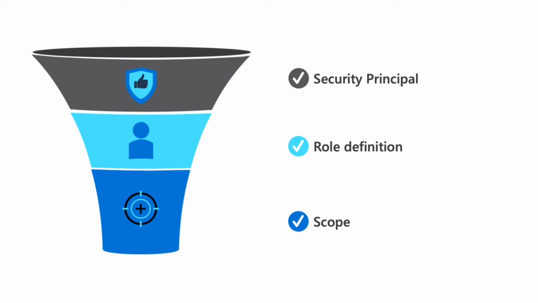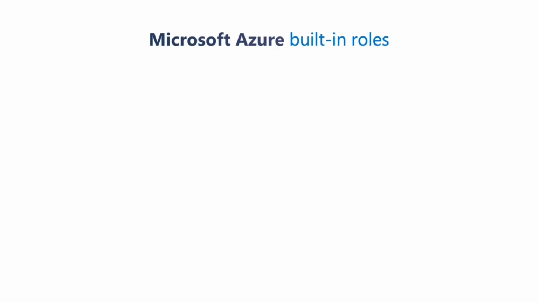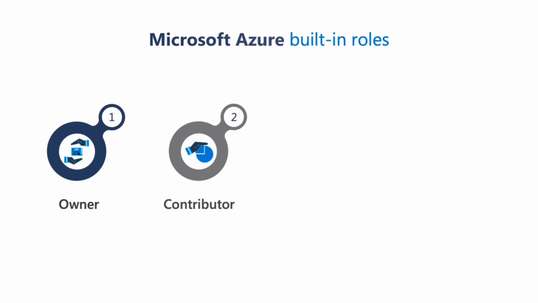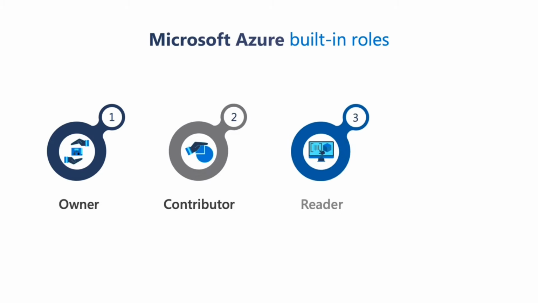When you assign a role, you can further limit the actions allowed by defining a scope. This is helpful if, for example, you want to make someone a website contributor, but only for one resource group. Let's explore roles in a little more detail now. Microsoft Azure includes several built-in roles that you can use, including Owner, who has full access to all resources, including the right to delegate access to others. Contributor, who can create and manage all types of Microsoft Azure resources, but can't grant access to others. Reader, who can view existing Microsoft Azure resources.